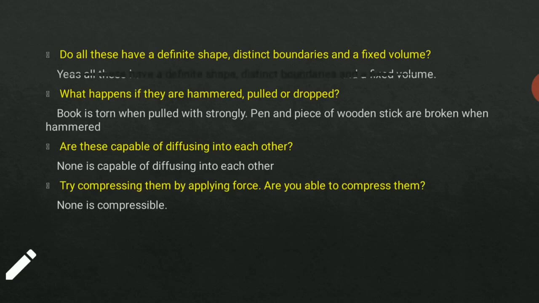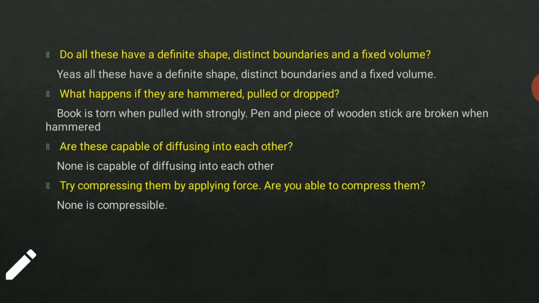The second question is, what happens when they are hammered or pulled or dropped? We know that if we pull a book, it will easily get destroyed. But if we pull an iron needle, nothing will happen to it. Or if we hammer a wooden block, it will get easily destroyed. But it will be very difficult to destroy an iron needle. So we can say that different solids have different behavior. That is due to the different types of intermolecular force existing in the solid state.